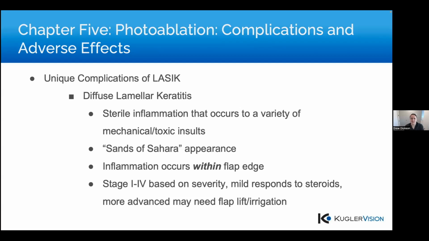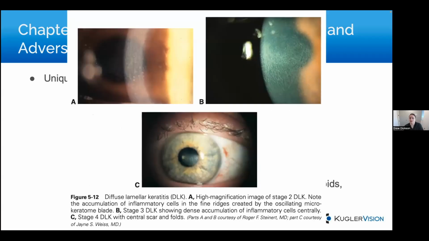It forms what we call a sands of Sahara appearance. It's important in distinguishing this from other post-LASIK types of inflammatory appearance that the inflammation occurs within the flap edge. So this doesn't occur outside of the flap. On your differential, if it's maintained within the flap edge, it could be DLK. If it's outside of the flap edge, you might want to think of something else. This is graded from stage 1 to 4 based on severity. The more mild stages typically respond to topical steroids or oral steroids. If it's a stage 3 or 4, you may need to lift the flap and irrigate out some of the inflammatory cells.